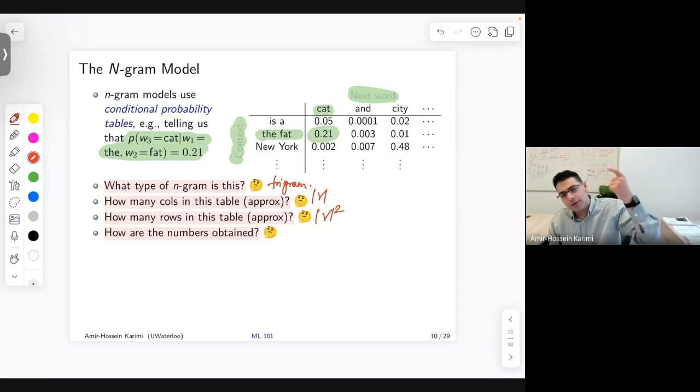I'm going to say, I see the fat cat 50,000 times within all of Wikipedia. But I see a lot of the fat other things as well. I might have a million, like the fat dog and the fat whatever. And I'm just going to take the ratio of all the times that I see the fat cat over all the times I see the fat anything. This is otherwise known as the Bayes rule.